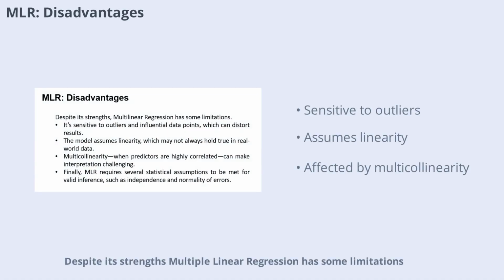Despite its strengths, multiple linear regression has some limitations. It's sensitive to outliers and influential data points which can distort results. The model assumes linearity, which may not always hold true in real-world data. Multicollinearity, when predictors are highly correlated, can make interpretation challenging. Finally, MLR requires several statistical assumptions to be met for valid inference, such as independence and normality of error.